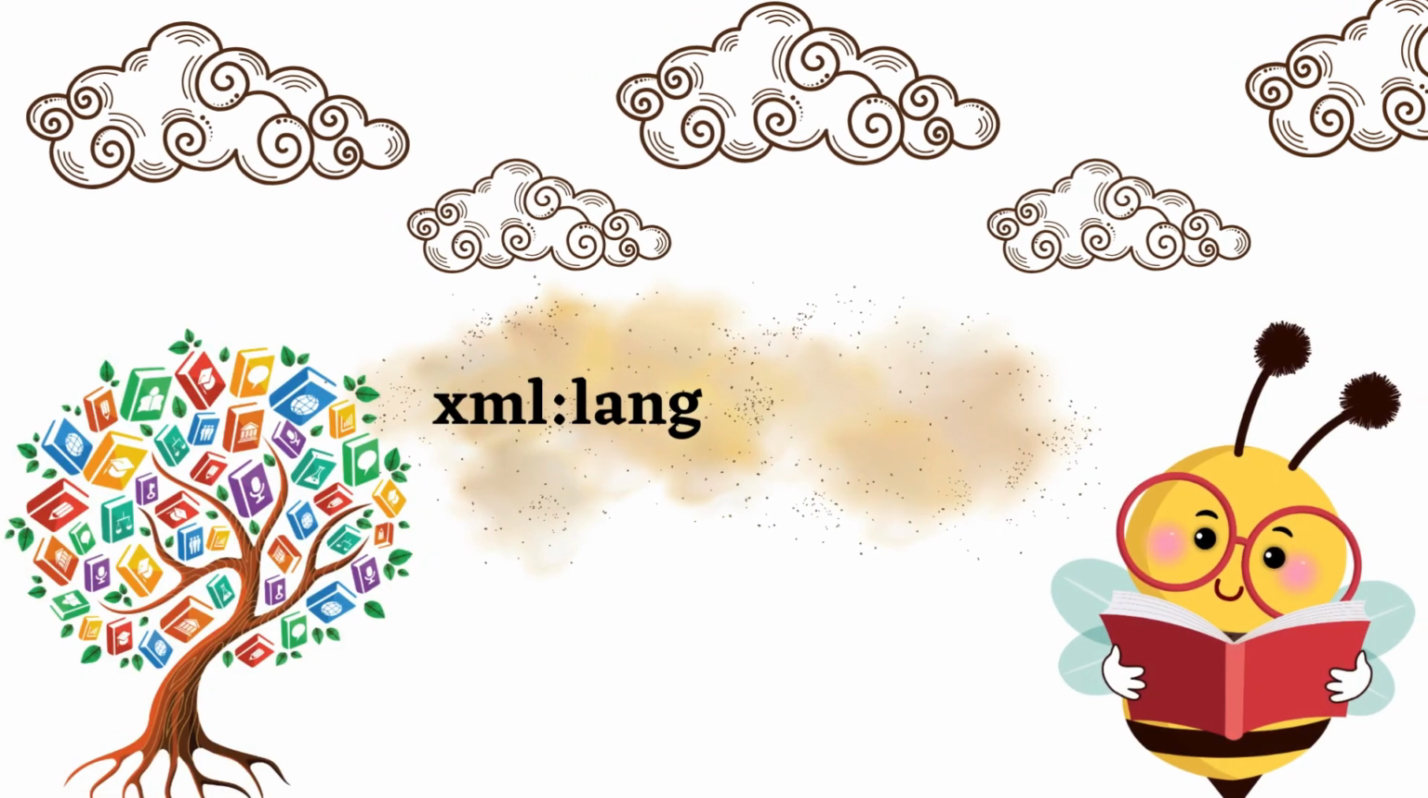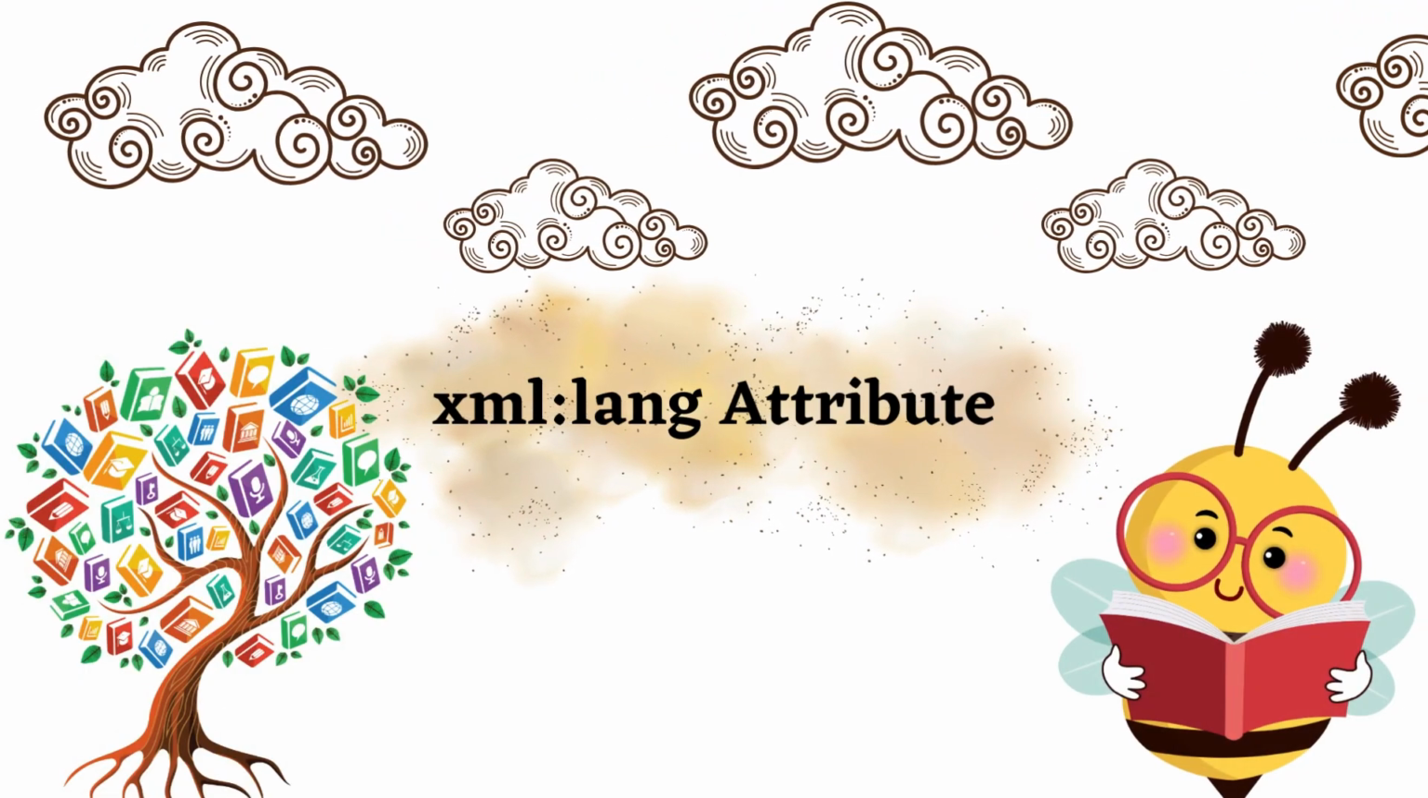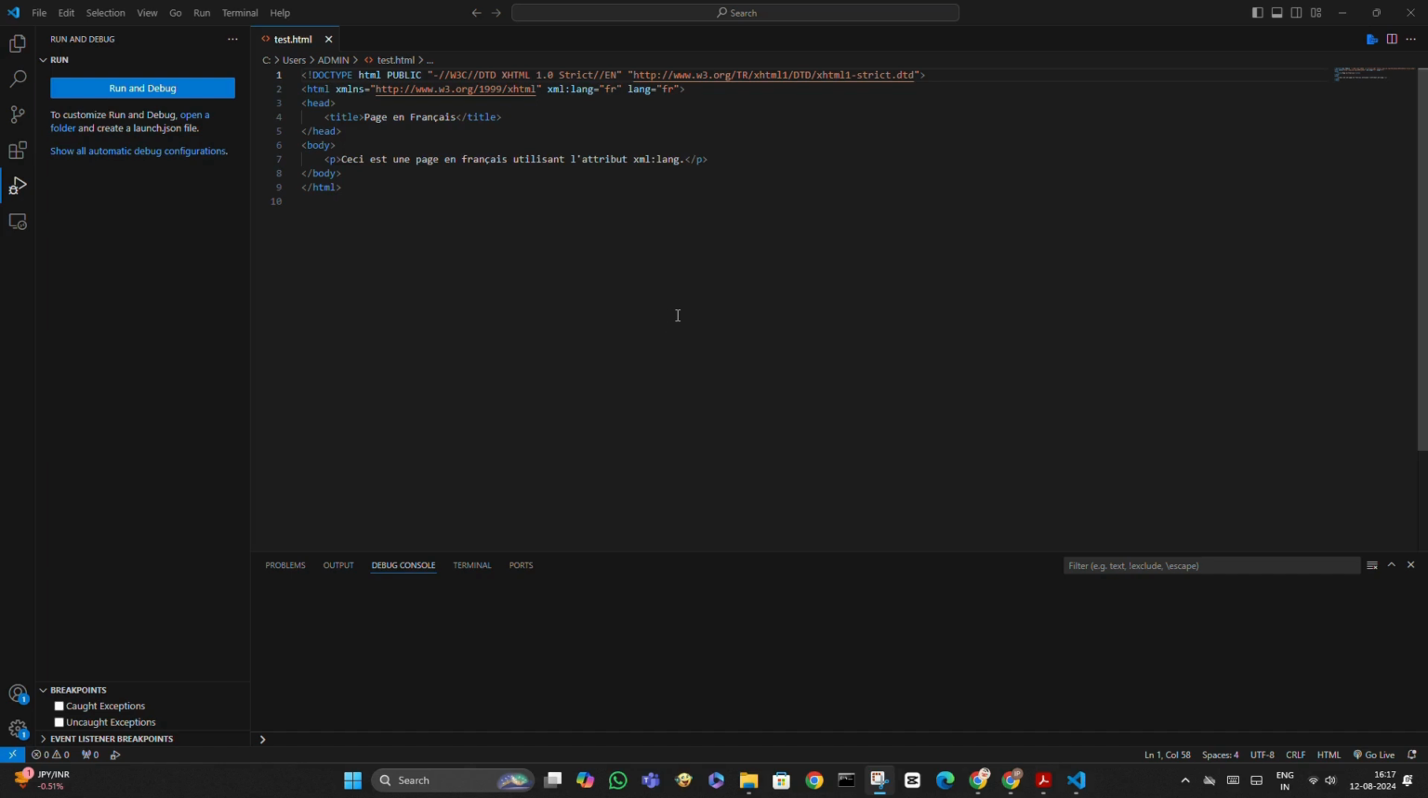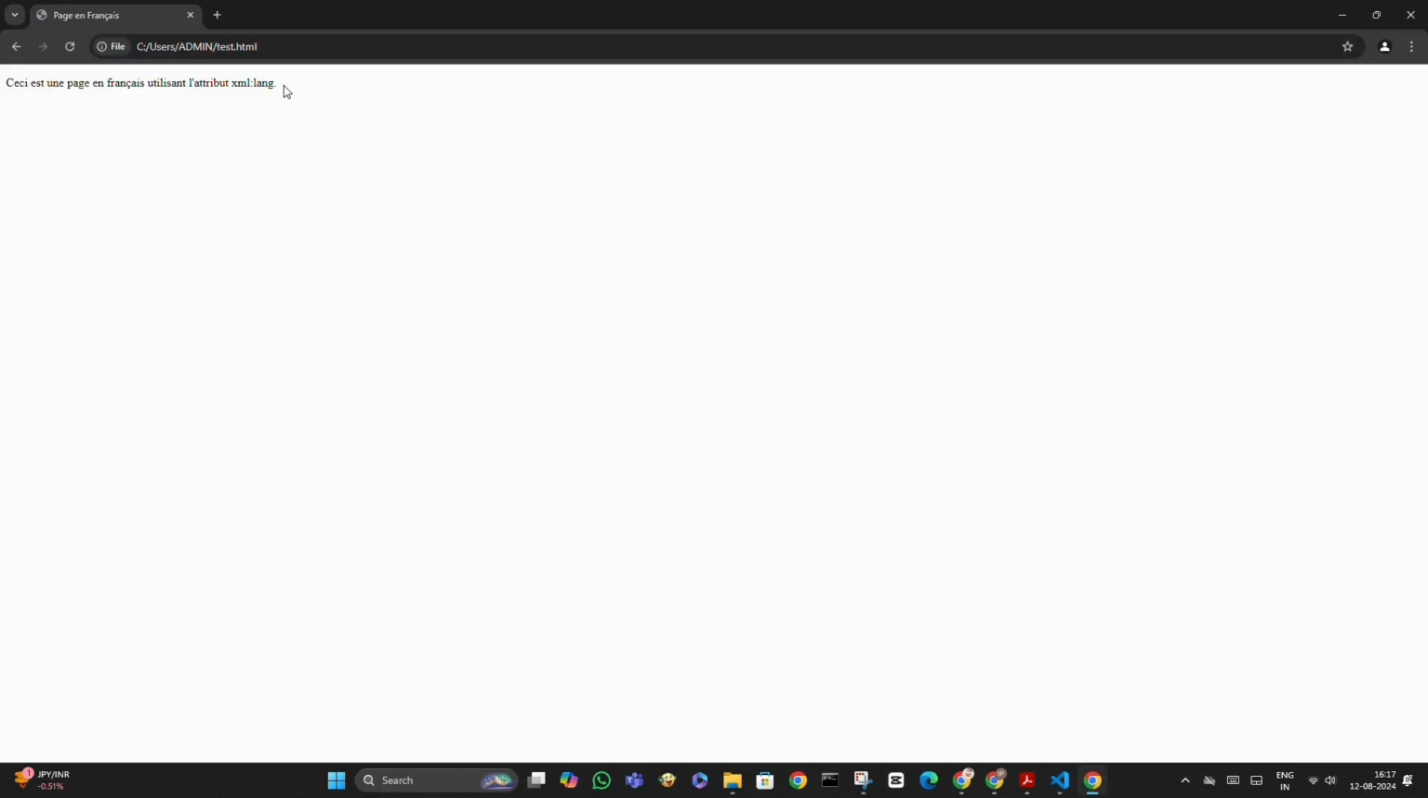The xml:lang attribute. This xml:lang attribute is used in XHTML to specify the language of the document using the same ISO 639 codes as lang. This HTML document will be rendered as a French page, and the xml:lang attribute helps ensure that language-specific features or text processing are applied correctly.